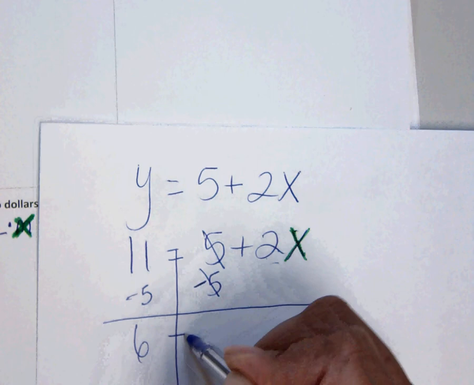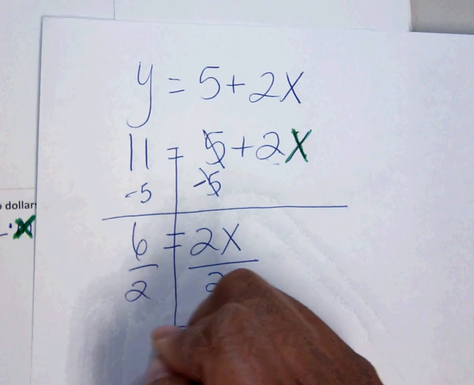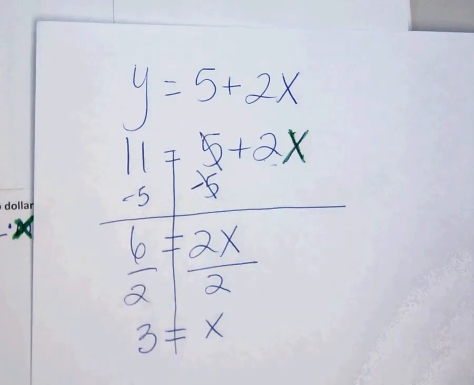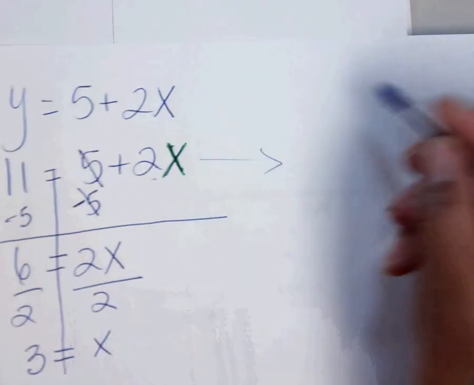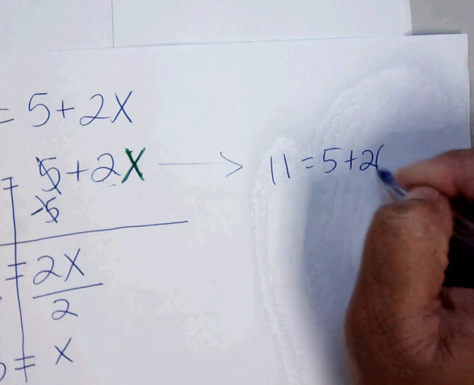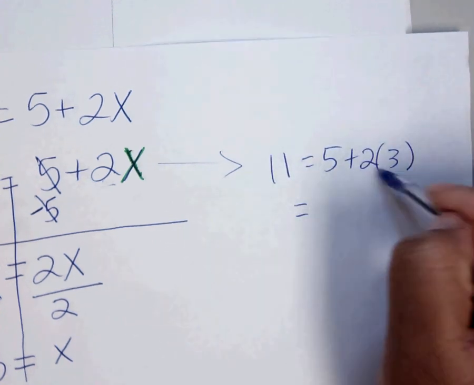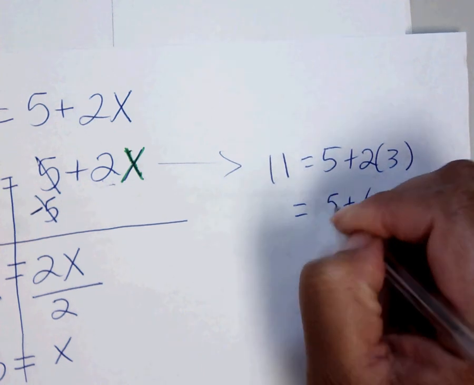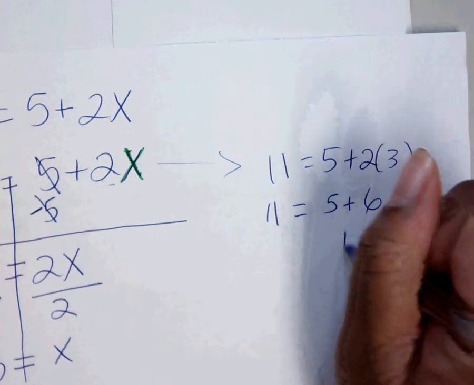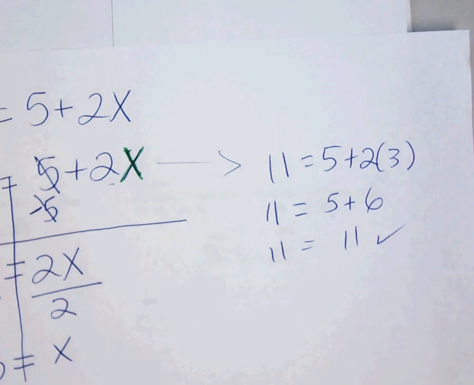So that's 6 equals 2x. Now you divide, because that's multiplication, by 2. So x is 3. Now how can we check that? We can take our equation. 11 equals 5 plus 2 times 3. Is that true or not? Well, this is 6. And 5 plus 6 is 11. So that is true. So I got the right answer.